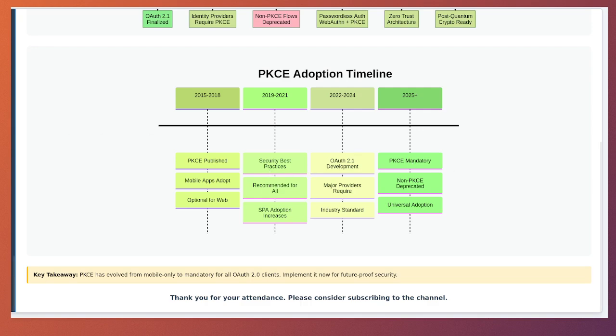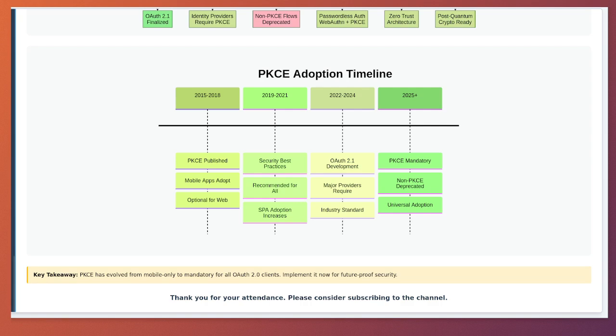Post-quantum cryptography is an emerging concern for all cryptographic systems, including OAuth 2.0. Current public key cryptography could be broken by quantum computers, though practical quantum computers do not exist yet. PKCE uses SHA-256, which is believed to be resistant to quantum attacks. However, if quantum threats become real, PKCE might need to evolve to use post-quantum cryptographic primitives.